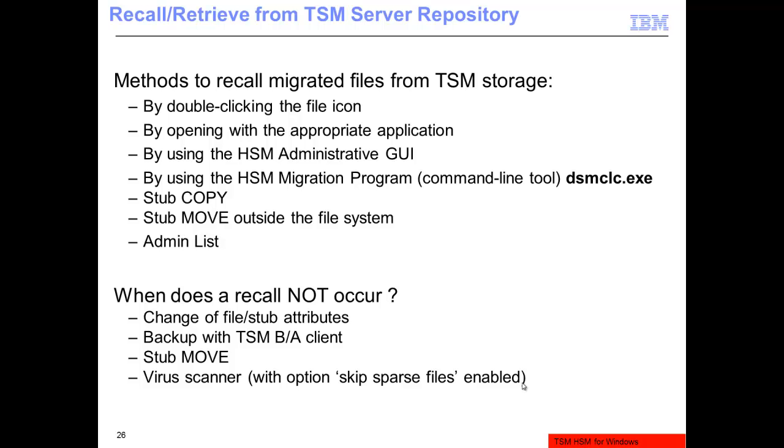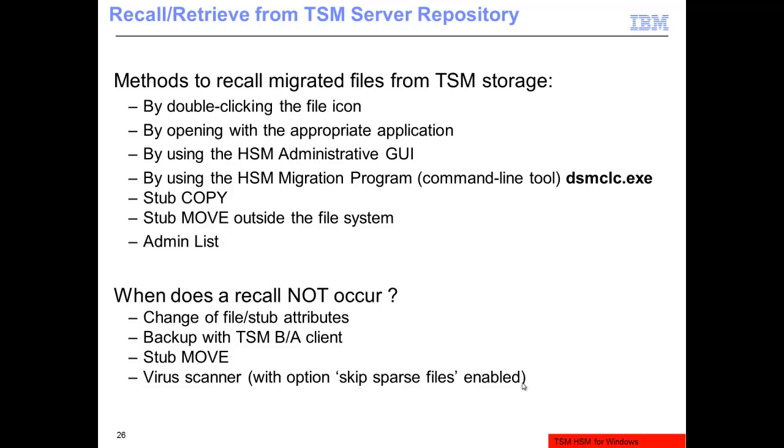You could go into the HSM administrative GUI and issue recalls against that. You could use the Command Line tool to do a recall. A stub copy would cause a recall, as would a stub move outside the file system. So if I tried to move a stub from one file system to another, that would cause the files to be restored. Or I could create a list and have those files recalled from the TSM server back to Windows.